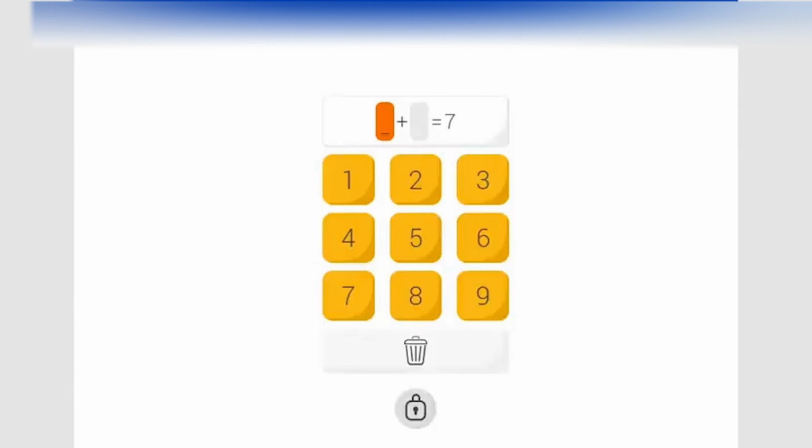Now, a very important tip which will be very much needed in the questions as they become more complicated, because they will start including multiplication and subtraction in those questions. So the order of operations is multiplication should be calculated first, then addition, and then subtraction.